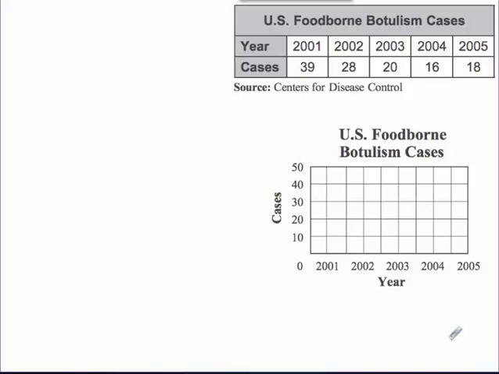So what I'm going to do first of all is look in 2001. It says there's 39 cases. So if you want to follow along with me and do this, in 2001 there's about 39 cases, so you're going to have a dot about right up there. Now obviously mine's looking a little bigger than yours is. I'm just doing that so that you can see things a little bit better, but it should be very close to the 40 but not quite touching the 40. The next one, 2002, we have 28.